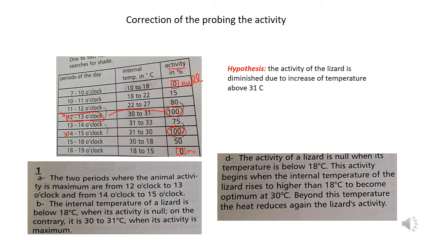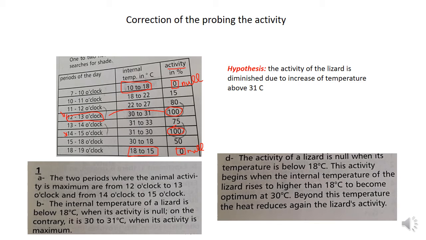So what we have here is two internal temperatures from 10 till 18 degrees Celsius. If it is from 10 to 18 degrees Celsius, it is null. Here 18 to 15 it's the same, meaning this internal temperature includes here 10 to 18.